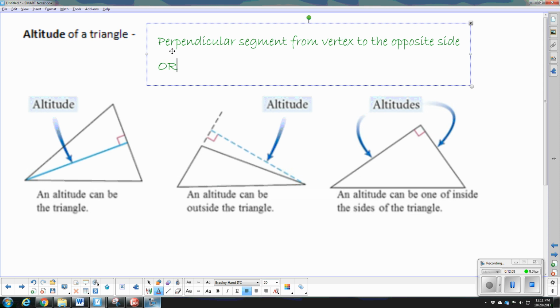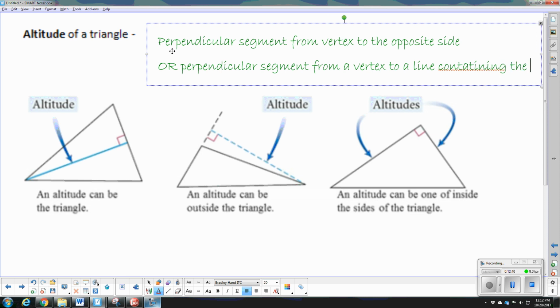Or sometimes the segment doesn't actually reach that far. So it could also be, instead of just from a vertex to the opposite side, a perpendicular segment from a vertex to a line containing the opposite side.